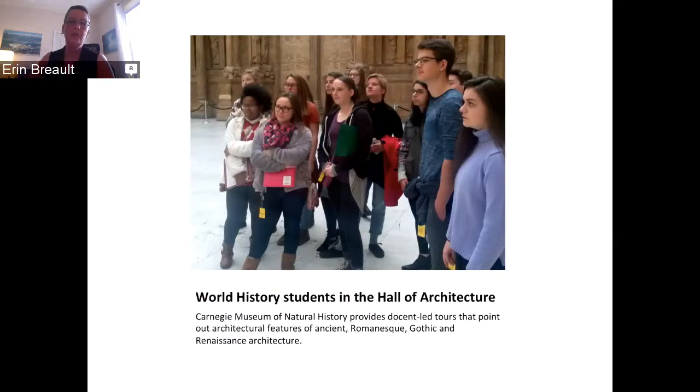After they've done their research, I organize a tour to the Carnegie Museum of Natural History, and we tour the Hall of Architecture. What you're seeing on the slide is a group of my students, and the docent leads the students through the hall in a chronological order, and points out certain developments, such as form follows function, and also patterns of reaction and innovation are highlighted.